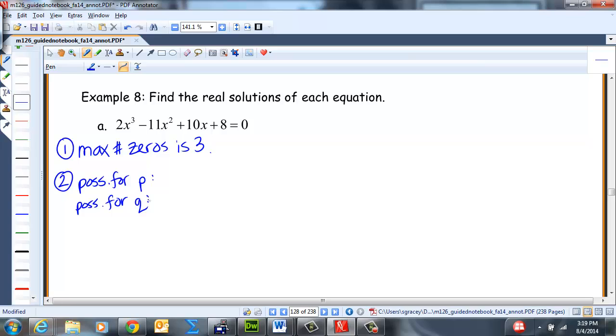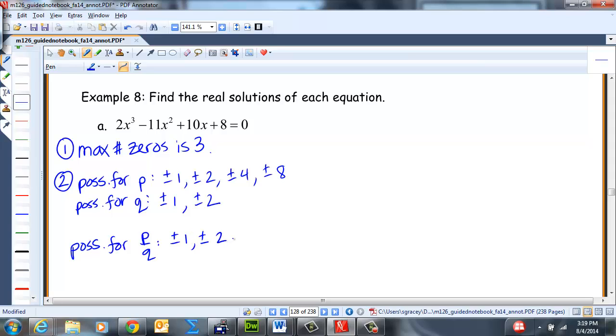So P is a factor of the constant term, which is 8. So we'd have plus or minus 1, plus or minus 2, plus or minus 4, or plus or minus 8. And then the leading coefficient is 2, so that'll be plus or minus 1 or plus or minus 2. So the possibilities for P over Q without repeating are plus or minus 1, plus or minus 2, plus or minus 4, plus or minus 8.